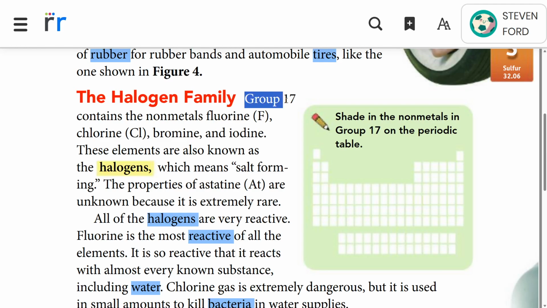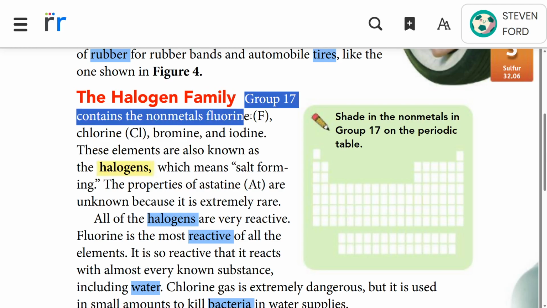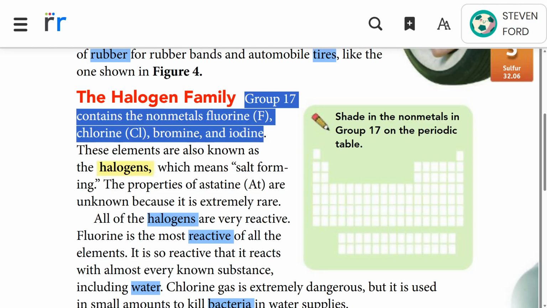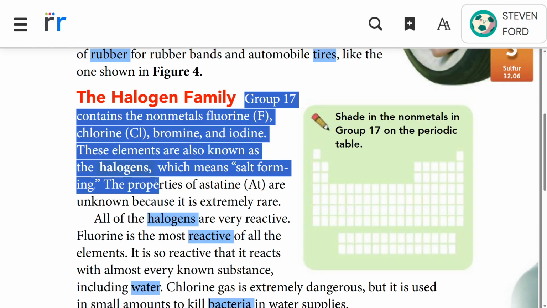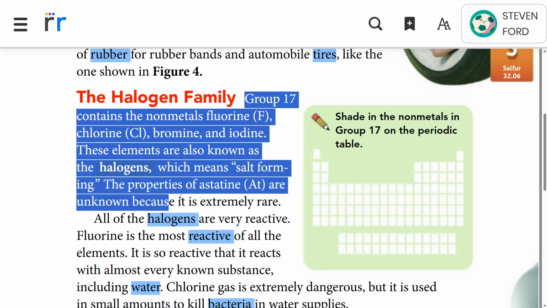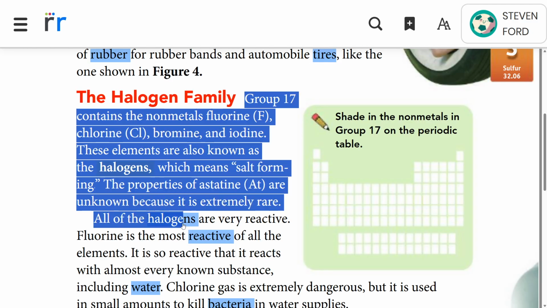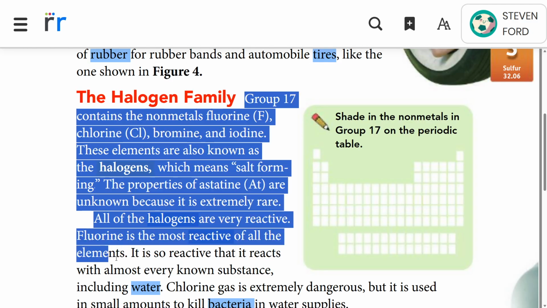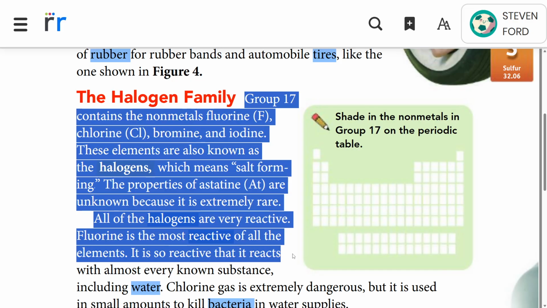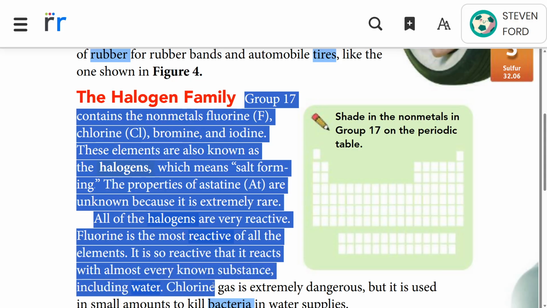Halogen family. Group 17 contains nonmetals: fluorine, chlorine, bromine, and iodine. These elements are known as halogens, which means salt forming. The properties of astatine, At, are unknown because it is extremely rare. All the halogens are very reactive. Fluorine is the most reactive of all the elements. It is so reactive that it will react with almost every known substance, including water.